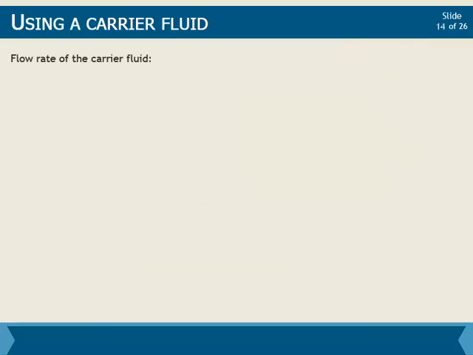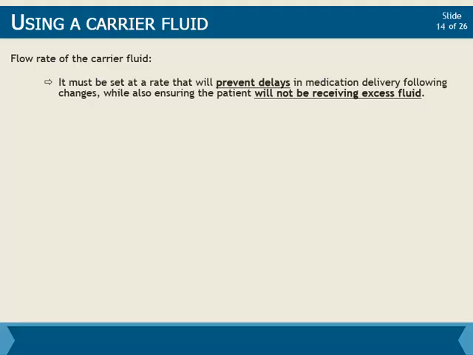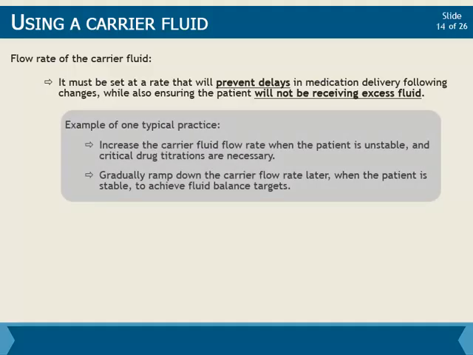The flow rate of the carrier fluid must be carefully considered. It must be set at a rate that will prevent delays in medication delivery following changes, while also ensuring the patient will not be receiving excess fluid. An example of one typical practice is for caregivers to increase the carrier fluid flow rate when the patient is unstable and critical drug titrations are necessary, and then gradually ramp down the carrier flow rate later when the patient is stable to achieve fluid balance targets.